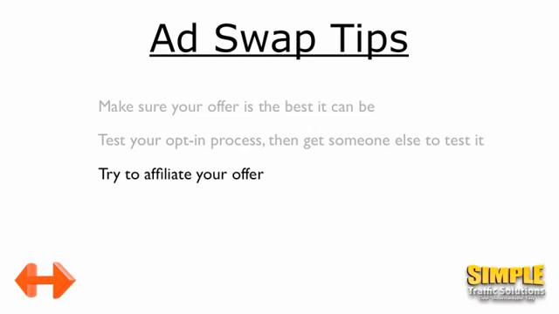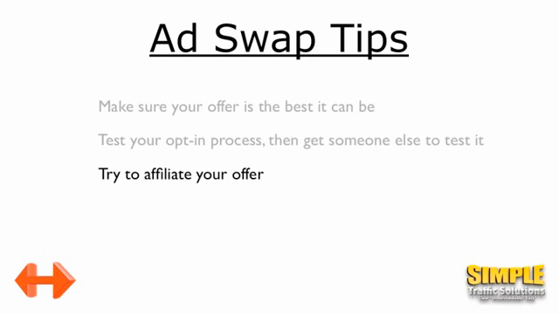Try to affiliate your offer. Now, imagine this. Imagine you've got one guy looking for an ad swap, and there's you, and there's someone else with relative offers. They're both just about the same, but your offer awards a commission for any sales made after people opt in. Who do you think the person looking for the ad swap will pick?